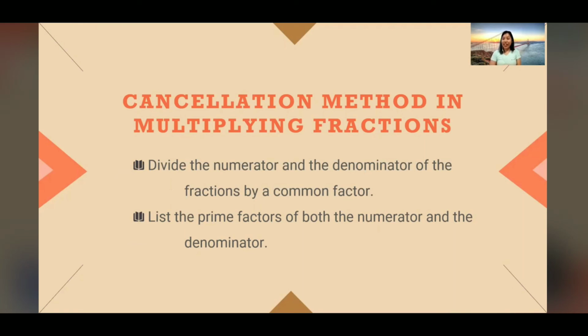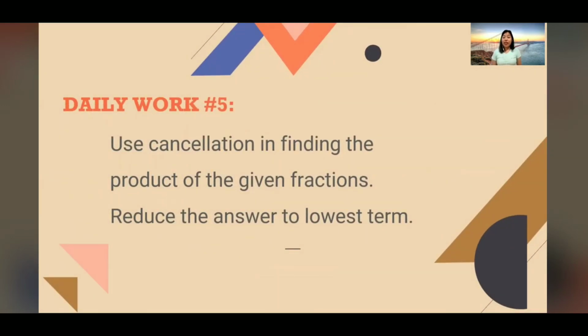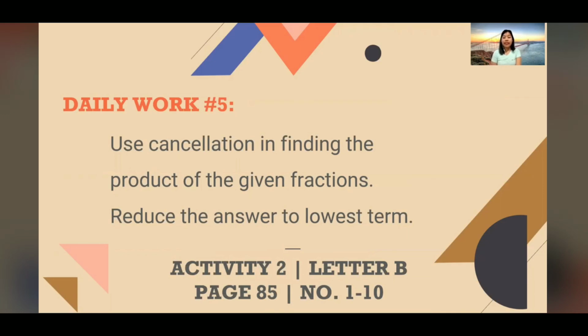Alright. Don't forget that Teacher Dai is always ready to help you, even virtually. For our daily work number 5, use cancellation in finding the product of the given fractions. Again, you are not allowed to use the traditional method. Or you may use the traditional method for checking purposes. But on your book, you have to use the cancellation method. And of course, reduce the answer to its lowest term. This is the letter D in activity 2 on page 85 of your math book. Number 1 to 10 should be answered for you to be able to get the perfect score, which is 10. Alright?